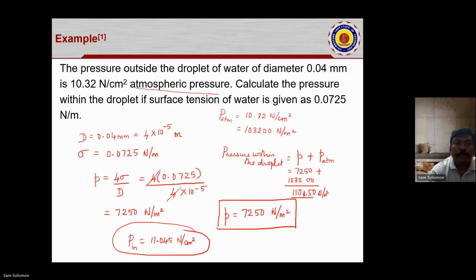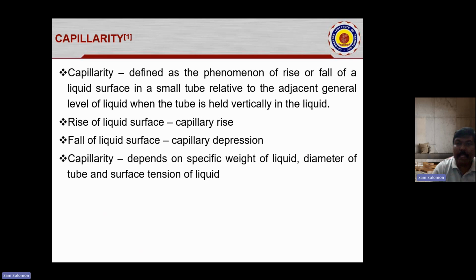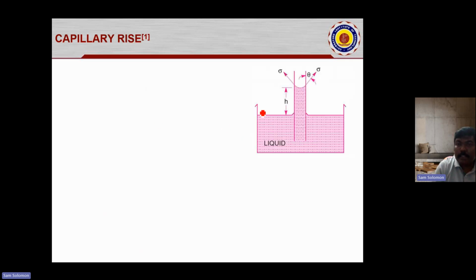Let's move on to the next topic, which is capillarity. It is defined as the phenomenon of rise or fall of a liquid surface in a small tube relative to the adjacent general level of fluid when the tube is held vertically in the liquid. So now look at this particular picture. I have a vessel of liquid, let's say water, and the level of the liquid is what is shown to us in the problem.